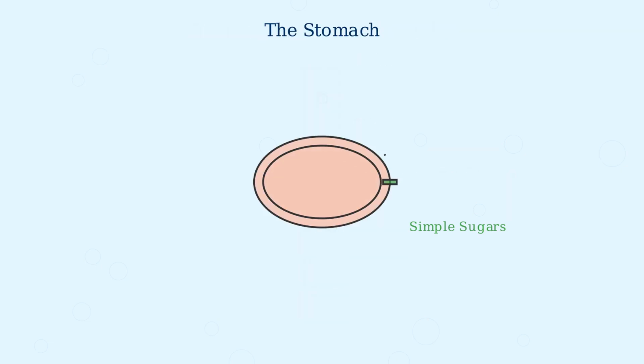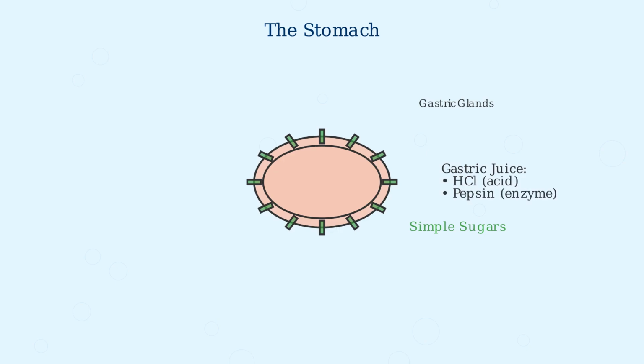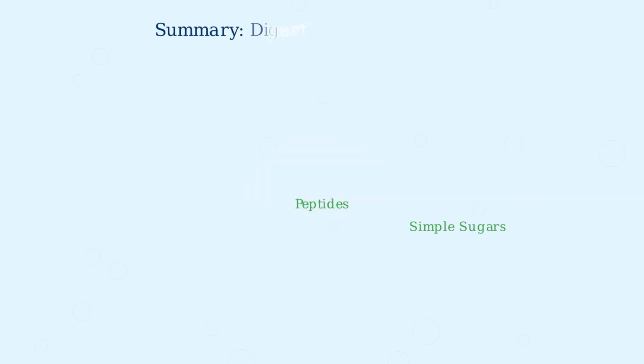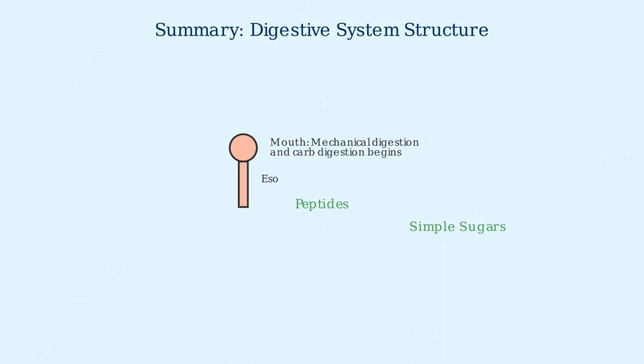The food then enters the stomach, a muscular sac where chemical digestion continues. The gastric glands in the stomach lining secrete gastric juice, which contains hydrochloric acid and pepsin. Hydrochloric acid provides the acidic environment needed for pepsin to begin protein digestion. Pepsin begins breaking down proteins into smaller peptide chains. The stomach muscles contract to churn the food, mixing it with gastric juice and breaking it down into a semi-liquid mixture called chyme.